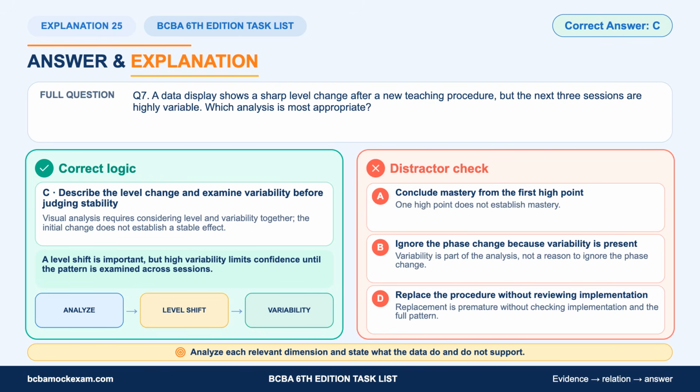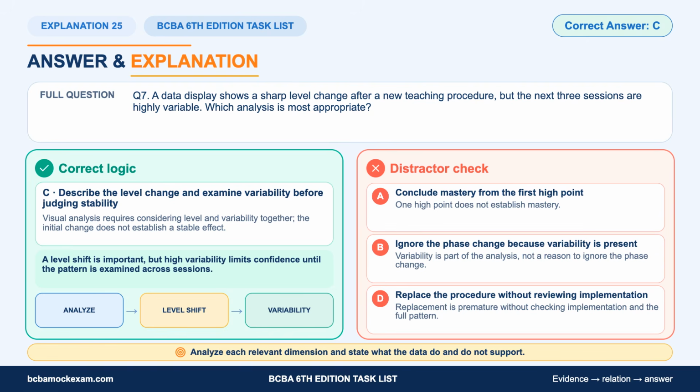Visual analysis requires considering level and variability together. The initial change does not establish a stable effect. A level shift is important, but high variability limits confidence until the pattern is examined across sessions. The stem does not support the idea that one visible feature can be real and still insufficient for the conclusion.